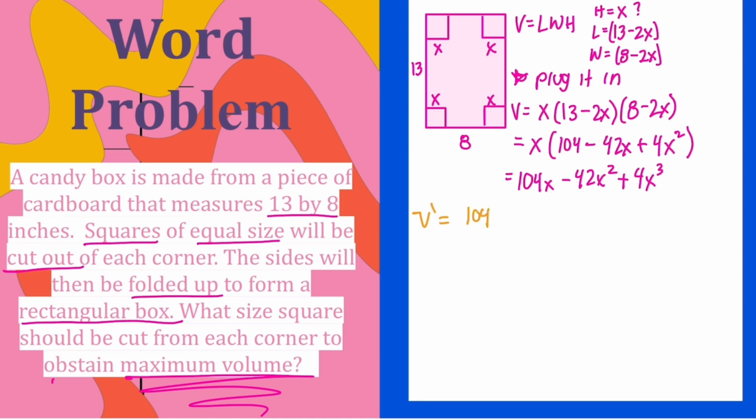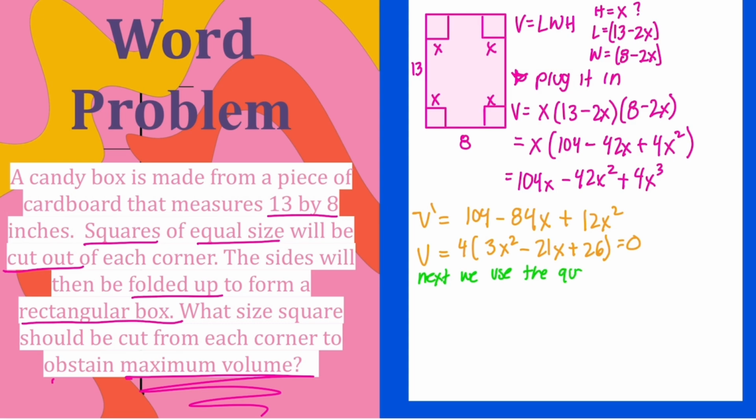Now that we have our formula, we're going to find the derivative of it, and we're going to get 104 minus 84x plus 12x squared. And then we need to factor that out so that we can find x pretty much. Unfortunately, this isn't one of those pretty problems where it factors out nicely. We have to use the quadratic formula.